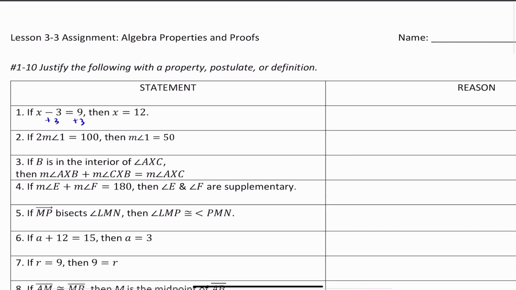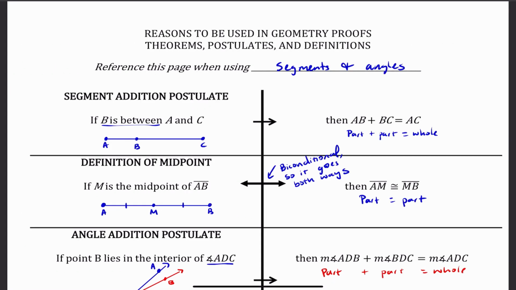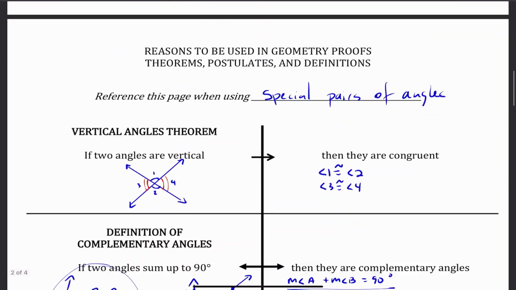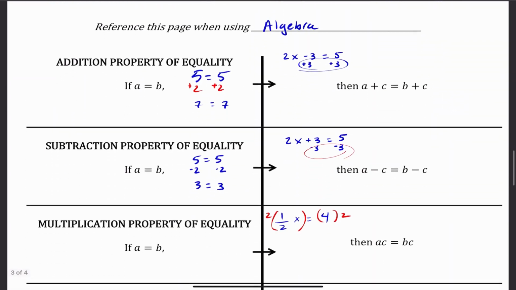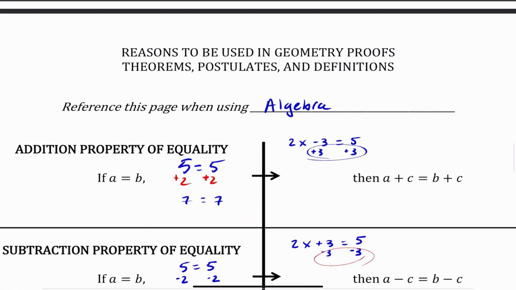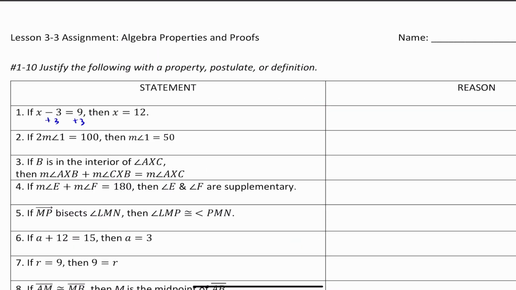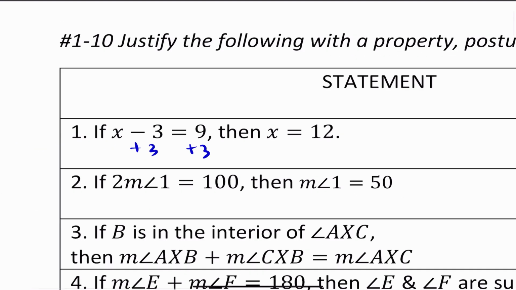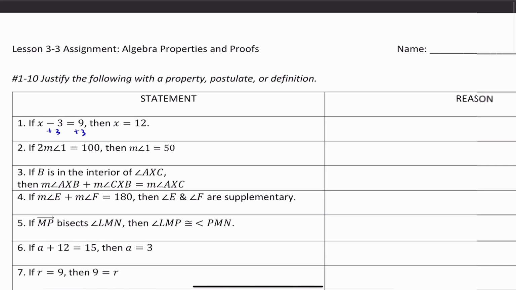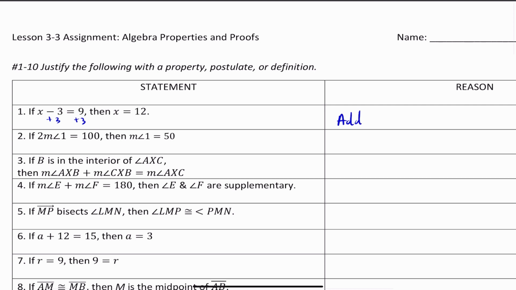So then going to my pink sheets, I'm going to go find the page that deals with algebra. And it looks like this one. So if a is equal to b, then a plus c is equal to b plus c. So that plus c, or plus 3 on both sides here, that's me using the addition property of equality. So I just write addition property of equality, or you can say POE for short.